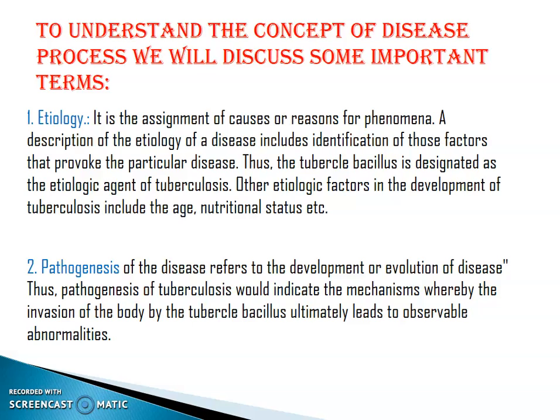Then the second term we are going to study is pathogenesis. Pathogenesis of the disease refers to the development or evolution of disease. Thus, pathogenesis of tuberculosis would indicate the mechanism whereby the invasion of the body by the tubercle bacillus ultimately leads to observable abnormalities.